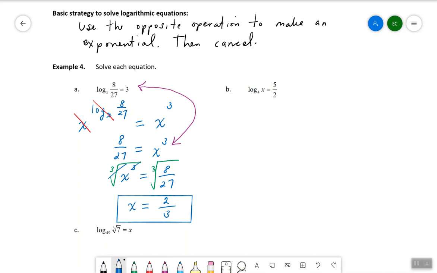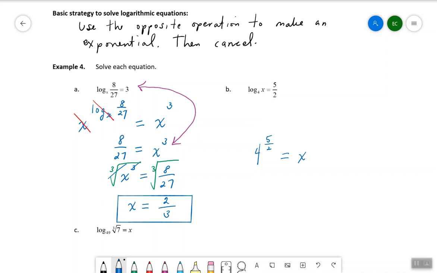Here in part B, let's take the shortcut and then we'll show the opposite operation as well. If you want to take the shortcut, then you're going to rewrite the log as an exponential. What's the base? 4. What's the exponent? It's the number on the other side, the 5/2, and that equals the argument. And we've solved for x in one step. If we'd like to, we can go on from there and simplify it and get our final answer.